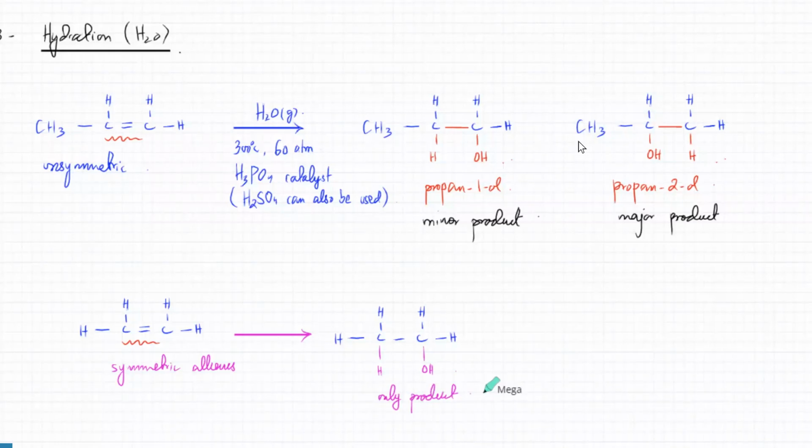So the next question is, what do you mean by major and minor product? Major product is the one that you're going to get more of. Like if there are 10 molecules produced during the reaction, then 9 of them would be this one, and there's going to be one which is this one. So how do you select which one is the major product and which one is the minor product?